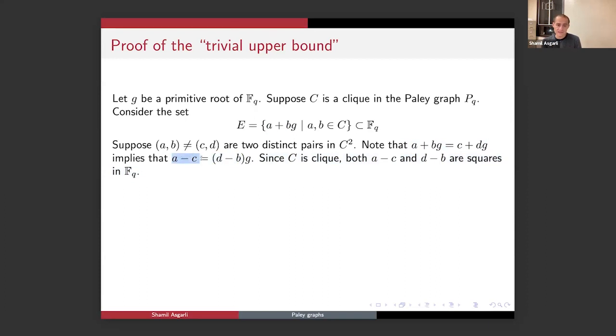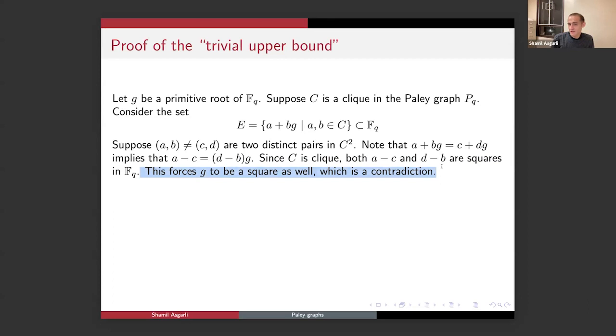So this is a square and this is a square. Well, if this is a square and this is a square, then from this equation, I can conclude that G is also a square. But that's a contradiction. Why? Because G is a primitive root of FQ. If G was a square, then because G generates all the elements multiplicatively, all the non-zero elements would have to be a square, but that's not possible. Exactly half of the elements are squares. So because only half the elements are squares, it's impossible for the primitive root to be a square.